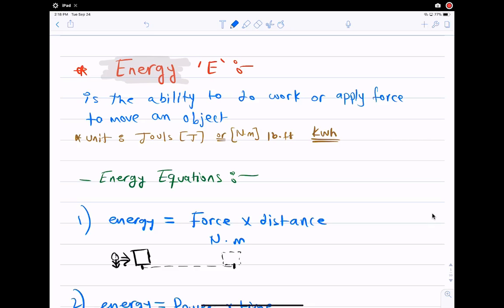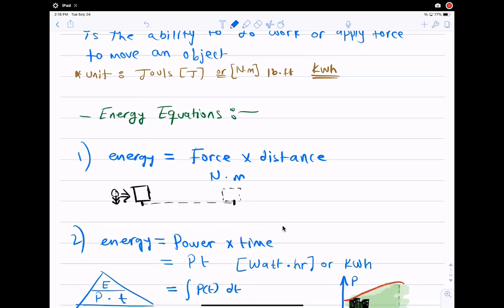Hello, what is energy? Energy is the ability to do work or apply force to move an object. If we take the second definition, this is the definition of physics, to apply force. That means I need a force to move an object some distance, so times distance. Energy equals F times D, distance.